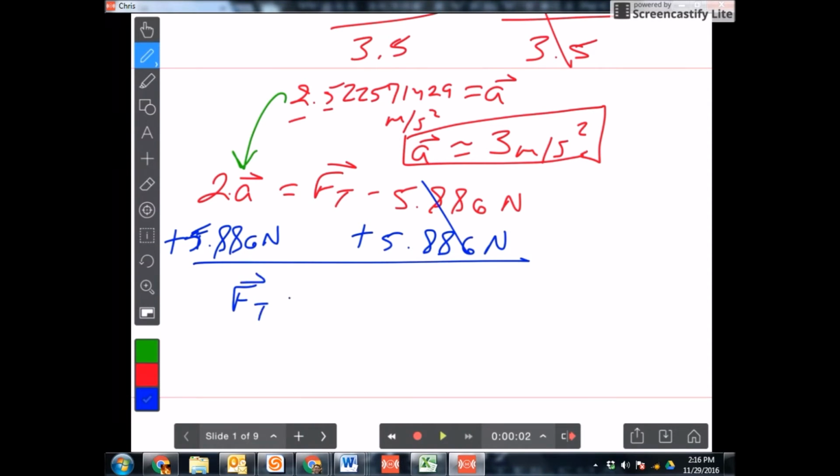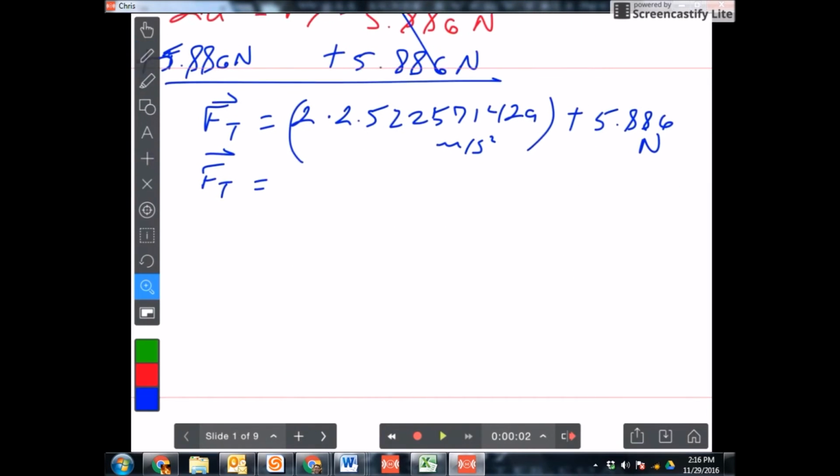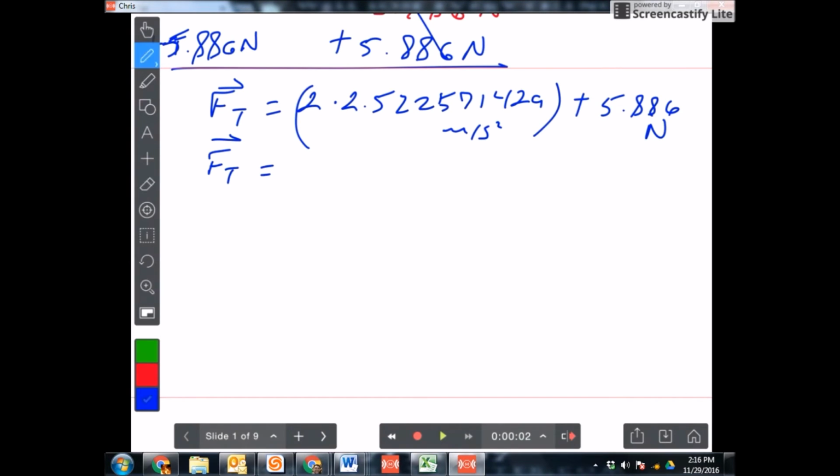All right, so force of tension is equal to 2 times 2.522571429 meters per second squared plus 5.886 newtons. Type all that into your calculator, please. Sig figs this one, please. How many sig figs should we have? Just one. Okay. Who's got it? Isaac? Raise your hand if you agree with Isaac. 10 newtons. All right. Okay, 10 newtons it is.